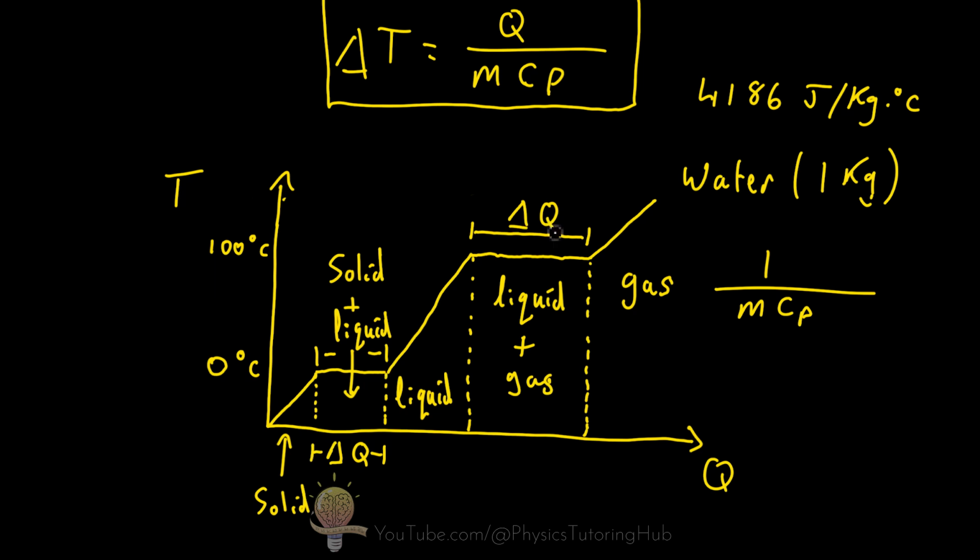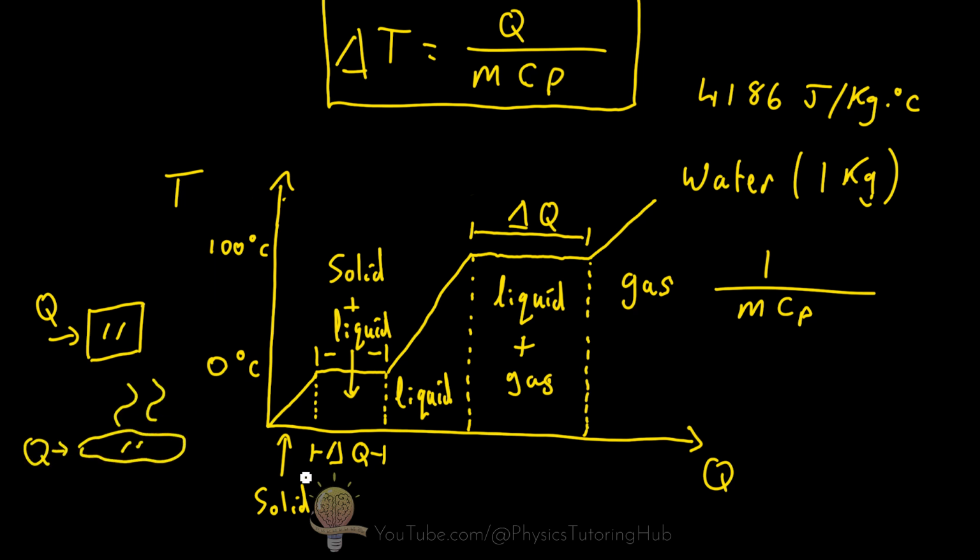So these two values here, these two changes in heat, are going to be different. If we had solid ice and we're giving it heat energy in order to turn it into a liquid, it takes less heat energy to change ice into a liquid than it does to change liquid water into a gas. So what's happening during these phase changes?